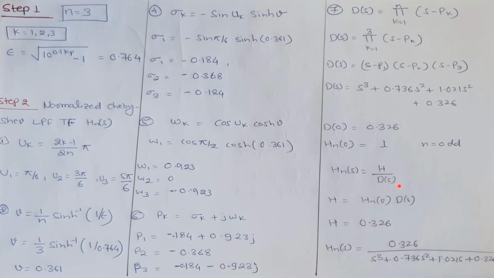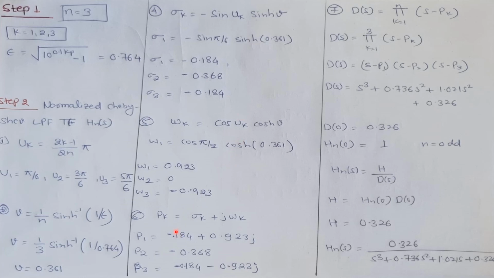First we need to calculate D(s). How do we calculate D(s)? There are lots of steps, which are specified in the Chebyshev filter design steps in the previous class. For that we need to calculate u, k, v, u and p. What is p? p is the pole of that particular system.